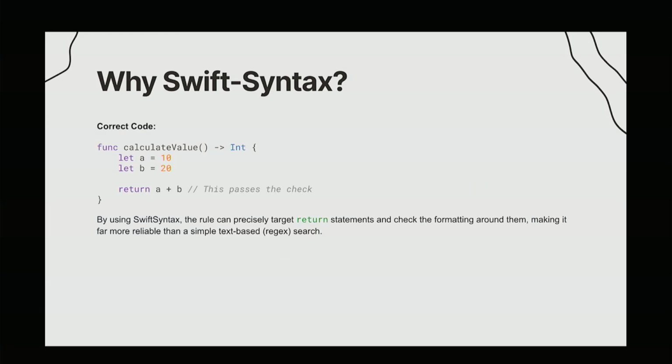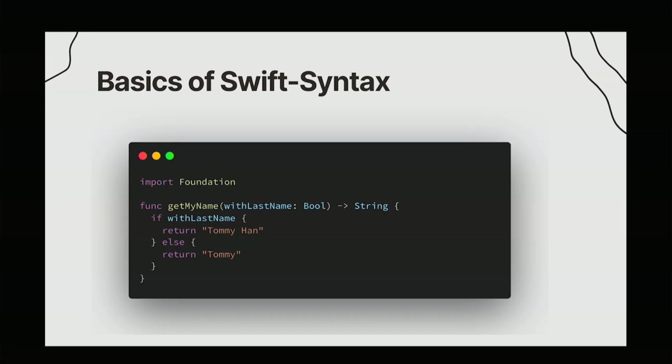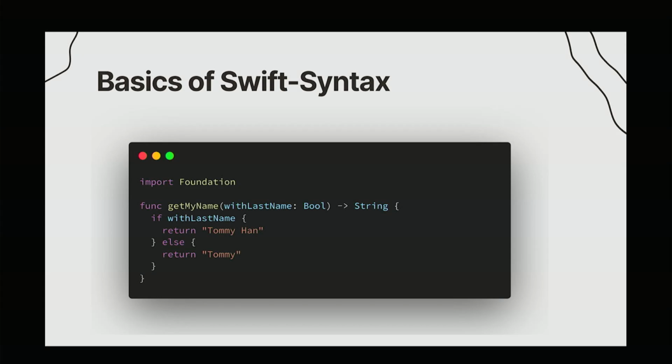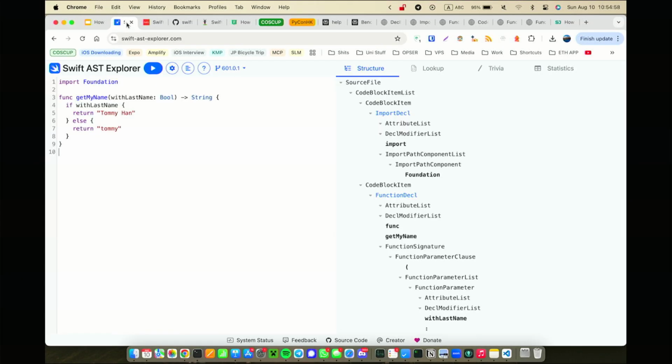So in the correct look this way, they will warn you, and when you add a space between the variables and the return statement, then the check will pass. Okay, so before we talk about the basics of SwiftSyntax, we can actually try to see something through it.